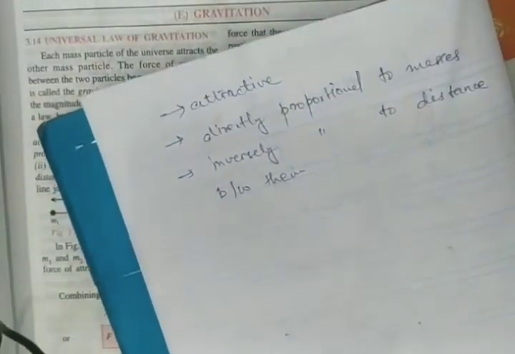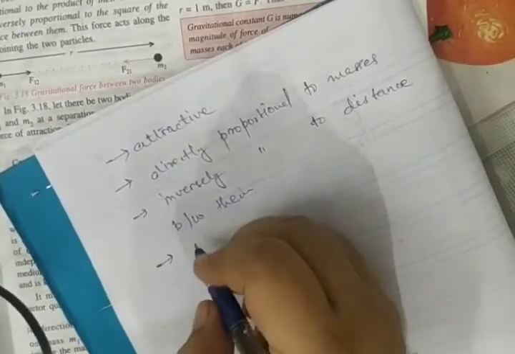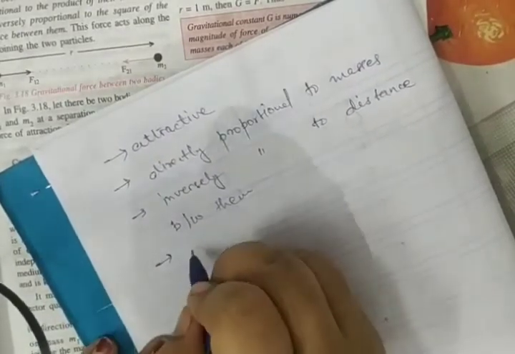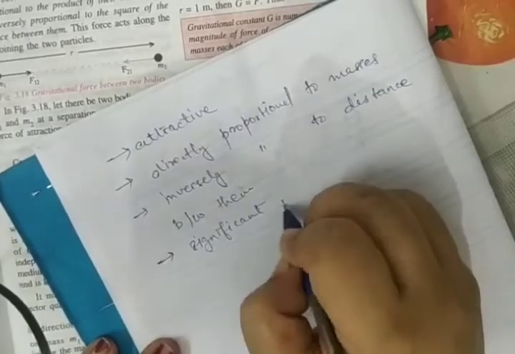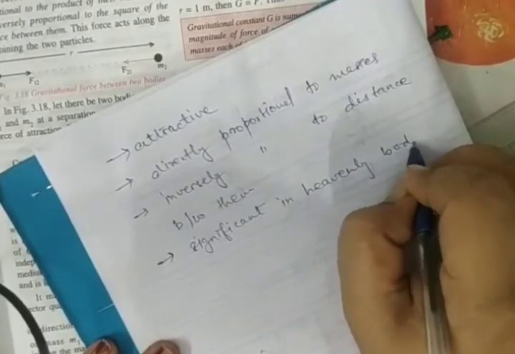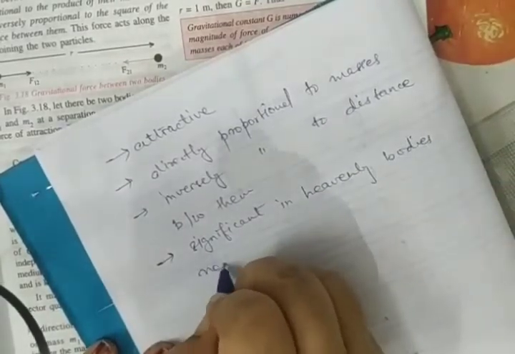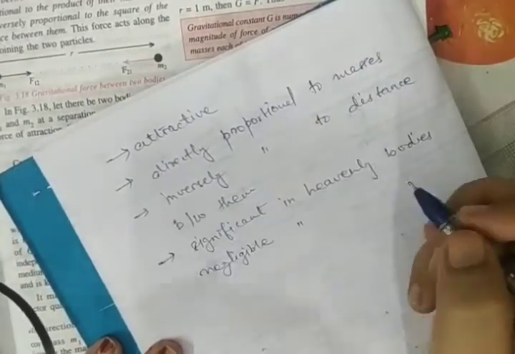Then you can also say that, like it is written in your book, it is significant between heavenly bodies. So you can also write this property: significant in heavenly bodies and negligible or insignificant in normal bodies, light bodies, or you can say ordinary bodies.